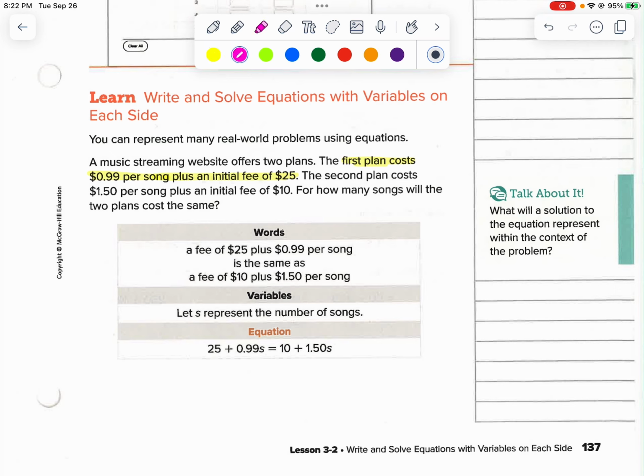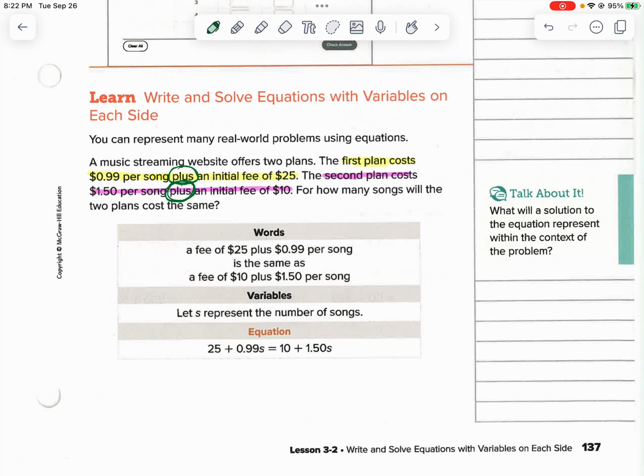And I'm going to change my color. And it says the second plan costs $1.50 per song plus an initial fee of $10. Now, before I do anything else, I want to look at some of these words. I'm not even looking at this stuff down below yet. Do you see this word plus? What mathematical operation has to do with the word plus? That word right there means addition. So I'm going to be doing some addition.